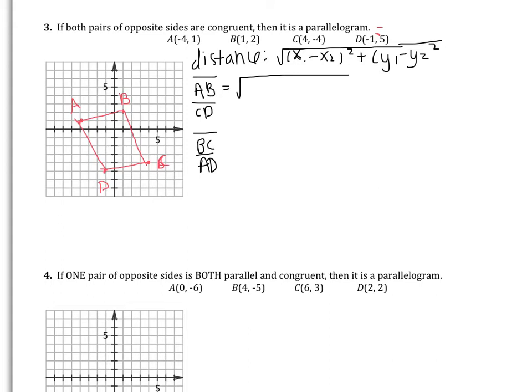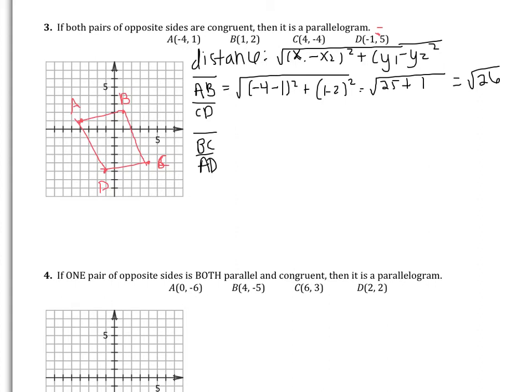So my x's are -4 and 1, so I'm going to have -4 subtract 1 squared plus 1 minus 2 squared. Those are my y's. -4 subtract 1 is -5. -5 squared is going to be 25. 1 subtract 2 is -1. 1 squared is 1. So this becomes the square root of 26.